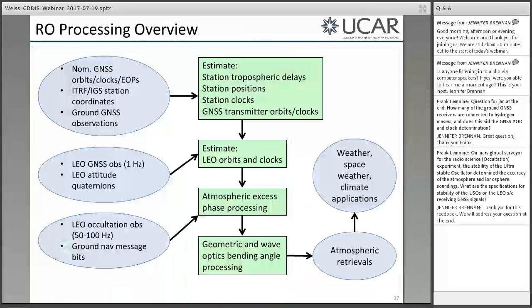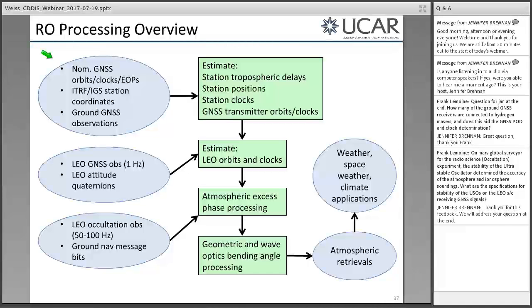Okay, and then I'll close with just a relatively high-level overview of the different pieces that are involved in the RO processing and retrieval techniques. And so I'll start here on the left. There are a lot of inputs, and those are on the left.